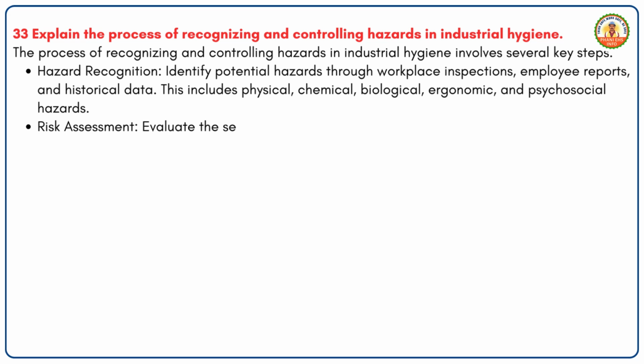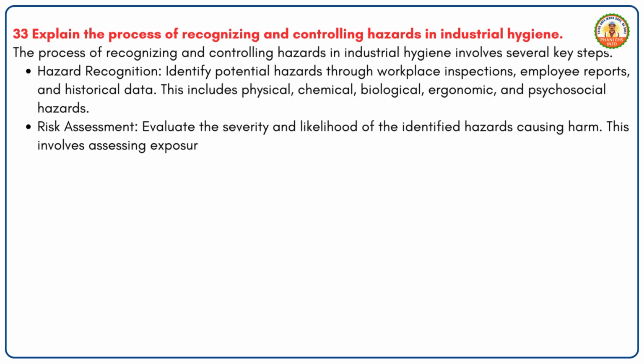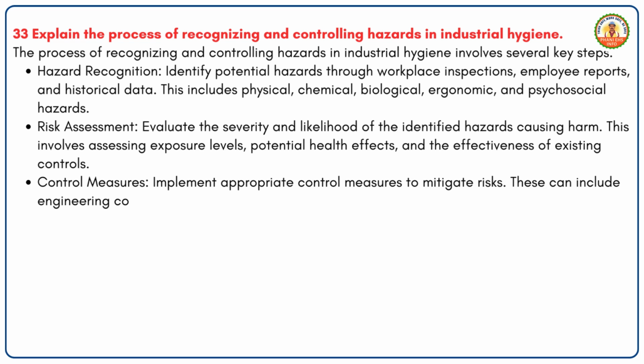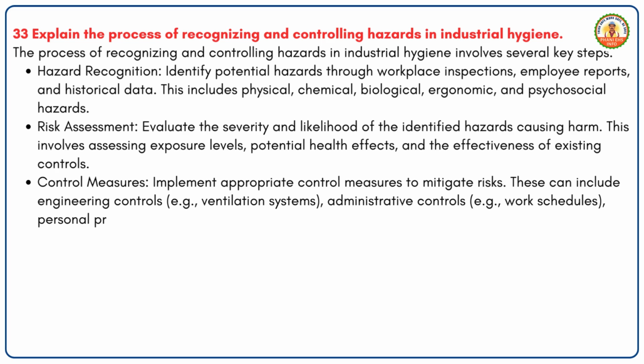Risk assessment: evaluate the severity and likelihood of the identified hazards causing harm. This involves assessing exposure levels, potential health effects, and the effectiveness of existing controls. Control measures: implement appropriate control measures to mitigate risks. These can include engineering controls, for example ventilation systems, administrative controls, for example work schedules, personal protective equipment, PPE, and training programs.